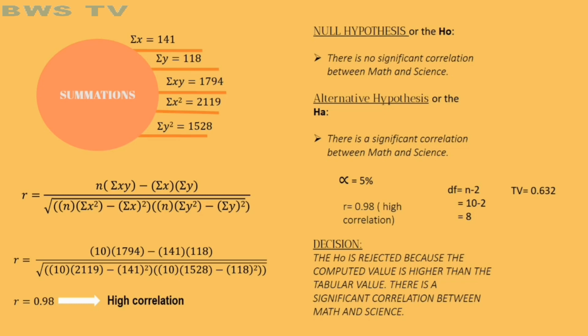Our null hypothesis would be there is no significant correlation between math and science, while our alternative hypothesis would be there is a significant correlation between math and science. Use the 5% level of significance. Afterwards, solve for the DF. Our DF would be 8 since we subtract 10 with 2. Our tabular value would be 0.632.